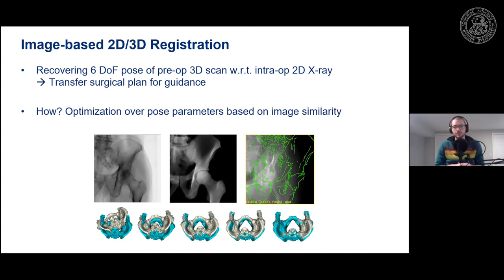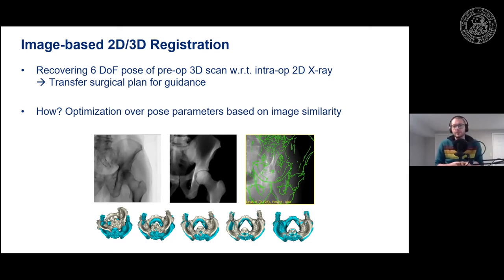Well, usually the reason why we want to do this is because we have performed pre-operative planning based on the three-dimensional CT scan. And now closing this loop, aligning the 3D scan with a two-dimensional intraoperative X-ray image allows us to propagate forward the surgical plan from the 3D to the 2D X-ray image so that we can provide guidance on the images as they are actually acquired during the surgery.